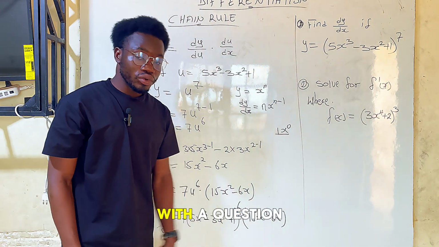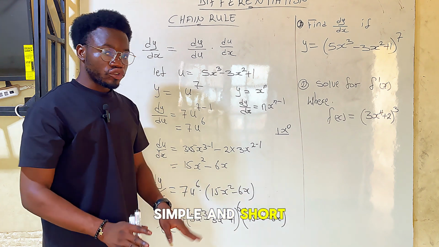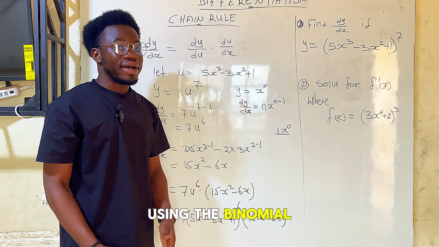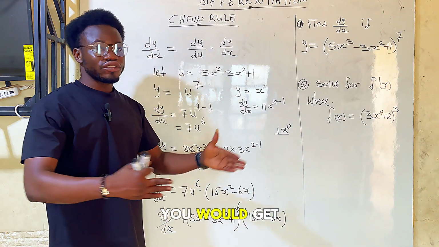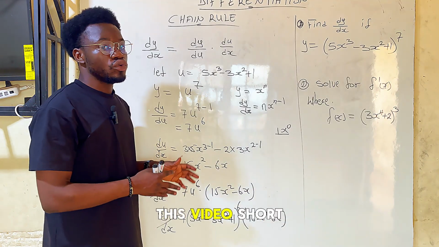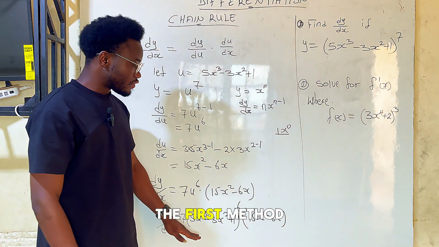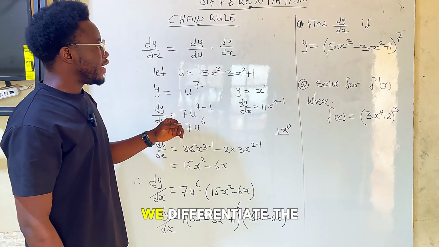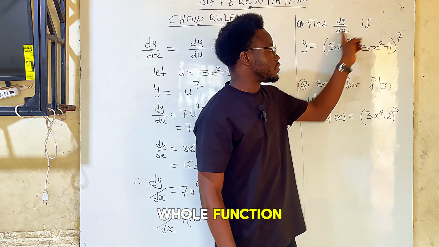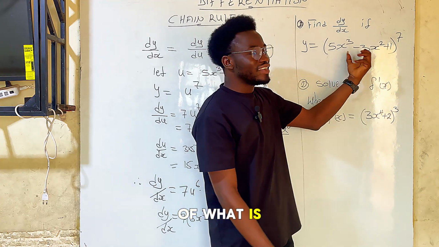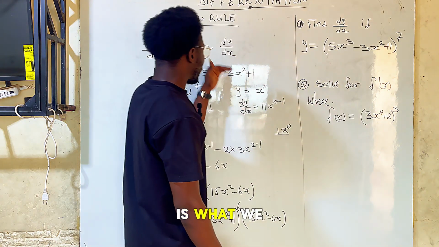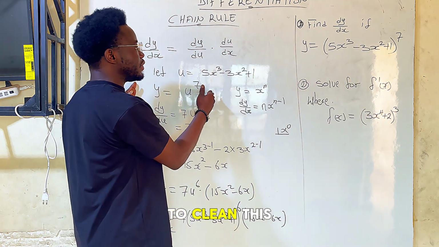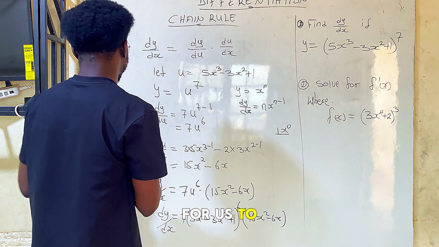Now we have ended the question. Simple and short. If the question demands that you expand further, you are going to expand this using the binomial principle, but this is power 6, so it would take a very long time, and I'm making this video as short as possible. So this is the first method you are going to use using the chain rule. Looking at it, it means that we differentiate the whole function and multiply by the differential of what is inside the bracket. Okay, so that is what we just did here using what? The chain rule. Now I'm going to clean this and use the other method for us to see.